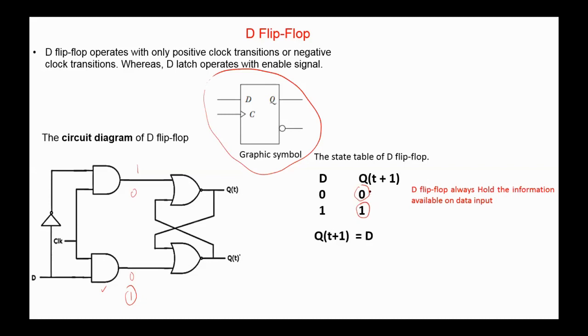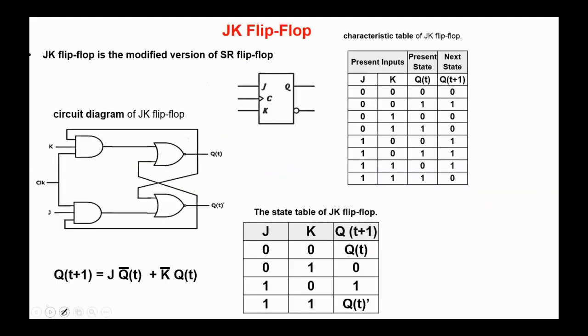From the state table, you can see that Q of t plus 1 equals D, which means that the D flip-flop always holds the information available on the data input. The bit applied to the input is stored in the flip-flop. Next, JK flip-flops. JK is the modified version of the SR flip-flop. The only difference is that we have a feedback here and a feedback from here to here. This is the graphic symbol for the JK flip-flop.